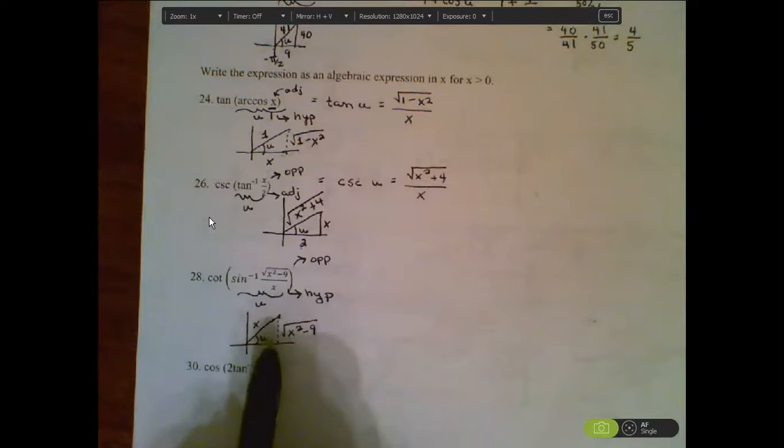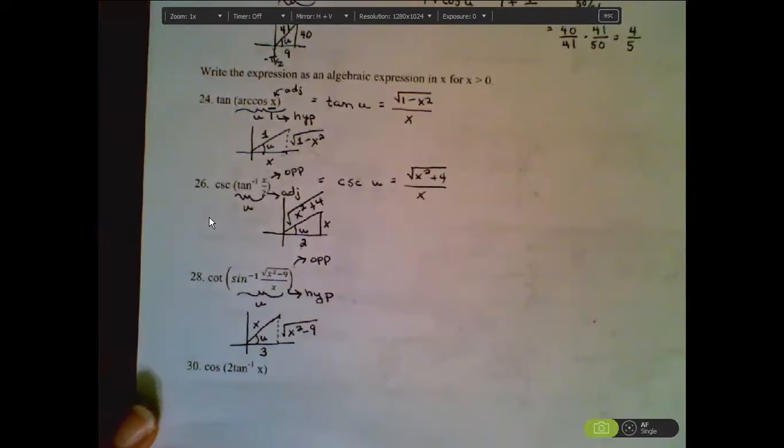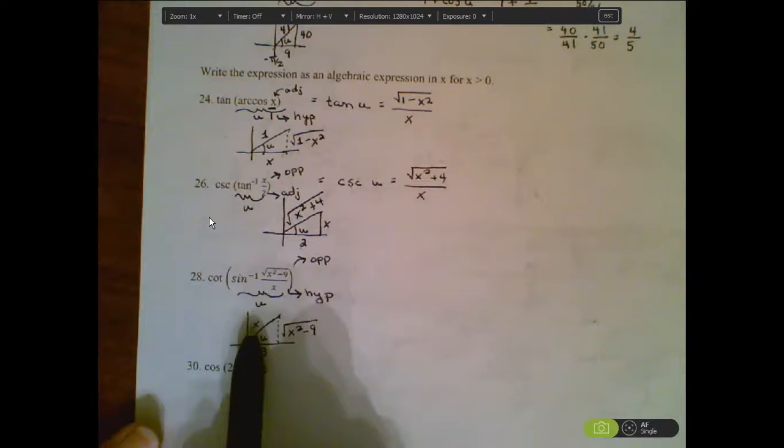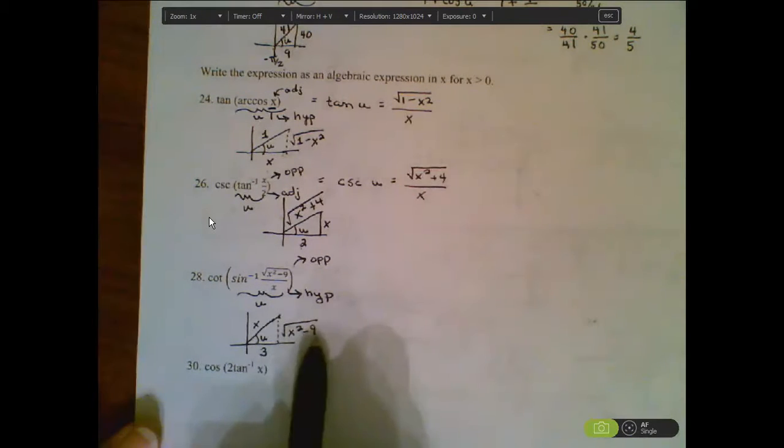This one may be just a tiny bit harder to find this adjacent side, but I bet if you squinted, you could figure it out. You know that this missing leg is going to be the square root of this squared minus this squared. What does that mean the adjacent side has to be? 3. This side would be square root of x squared minus 9. That's correct.